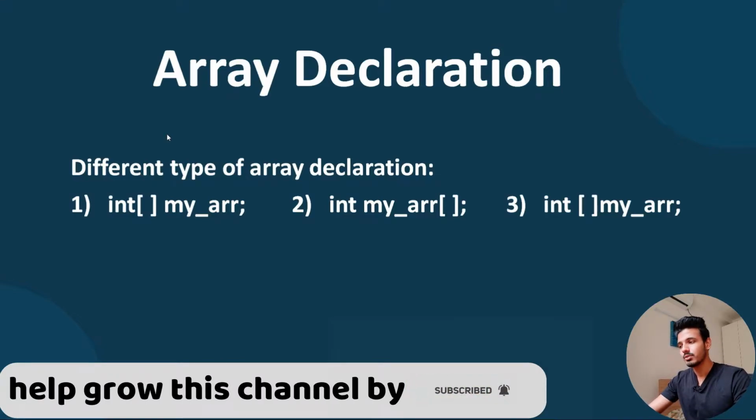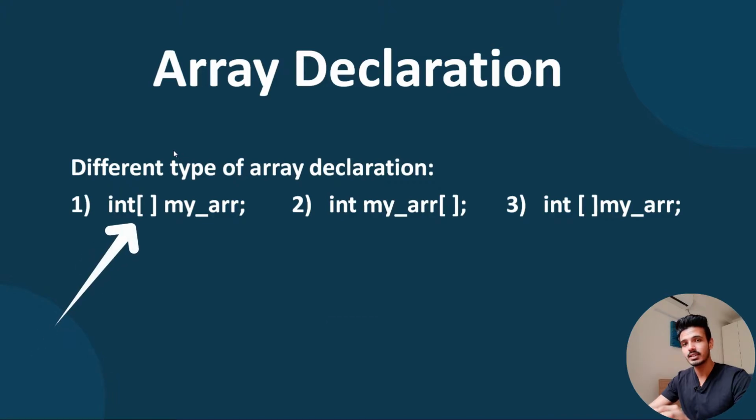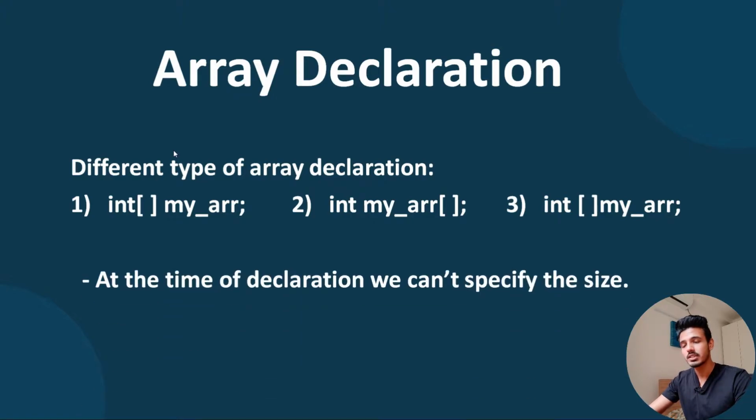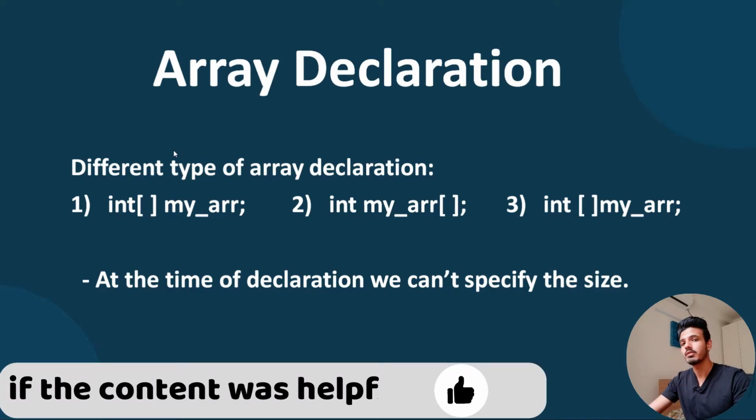Now why is that so? Because in that we can clearly see that the type is completely separated from the variable name. But in the other two examples, the variable name is mixed with the type, which is not recommended. And at the time of array declaration, keep one thing in mind: you cannot specify the size of the array. At the time of declaration it is not possible. At the time of array creation it will be possible.